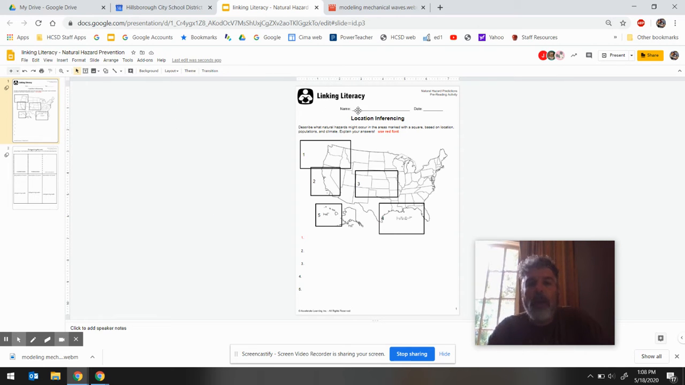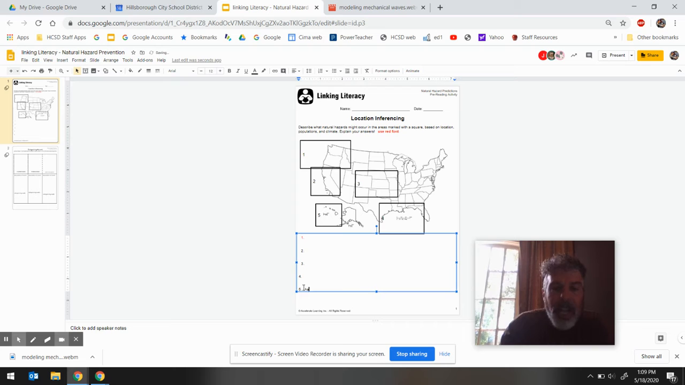It says, describe what natural hazards might occur in the areas marked with a square based on their location, populations, and climate. Now, look, there's a whole bunch of different natural hazards. It's not just one answer. Let me give you Hawaii right now. That's Hawaii, number 5. Over here for number 5, I might write down Hawaii. I think that's how you spell it.